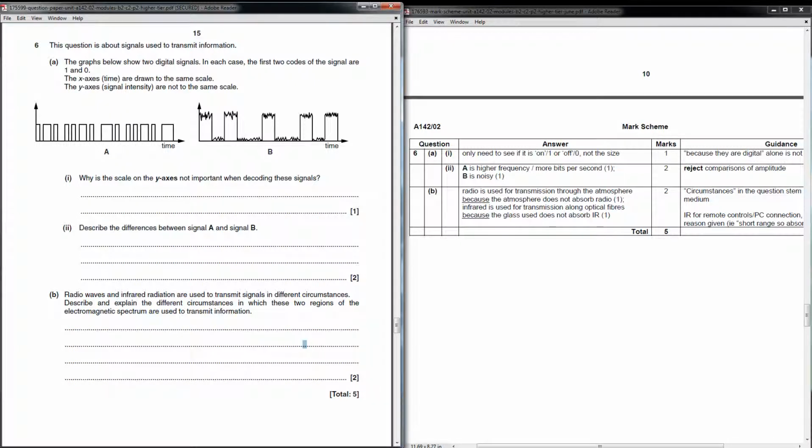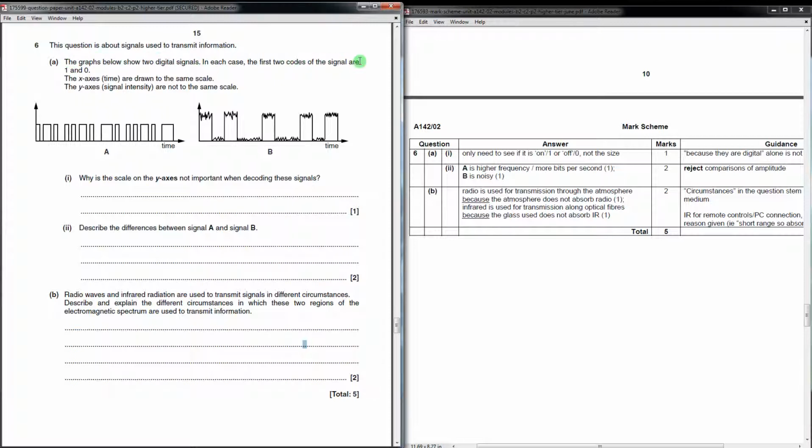So question 6 is about analog and digital signals, and if you're at all stuck on analog and digital, take a look at the P2 revision video, because that one is about analog and digital. But just looking at this, here's the question. We've got the graphs below show two digital signals.